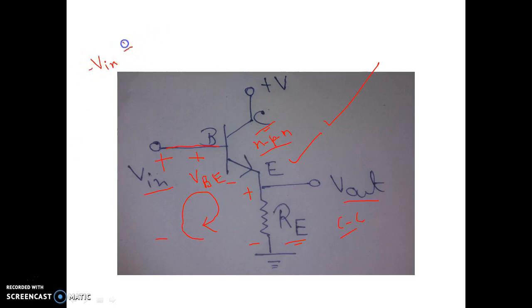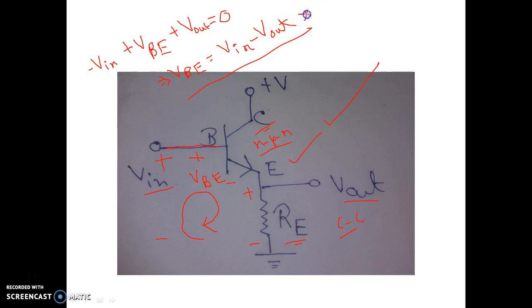Minus V in plus VBE plus V out equal to 0. So what we can say about VBE? So VBE equal to basically V in minus V out. Clear? This is very important expression.